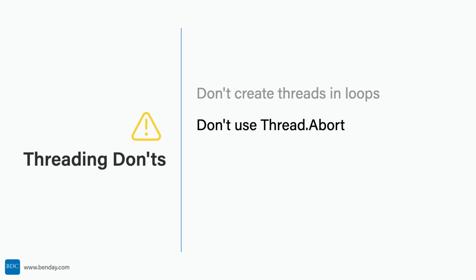It's so dangerous that .NET Core doesn't even support it. Use cancellation token instead. Locking on this or typeof(MyClass) means external code can lock your object. They're public by nature. Create a private object specifically for locking.